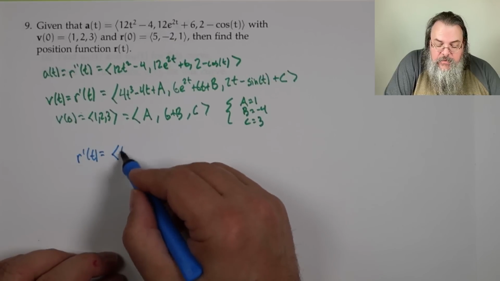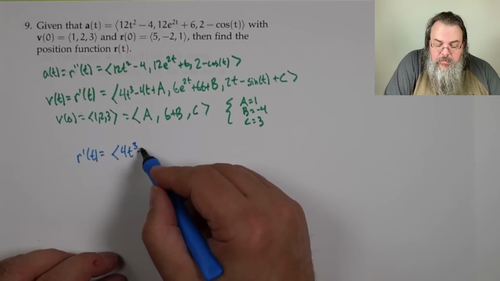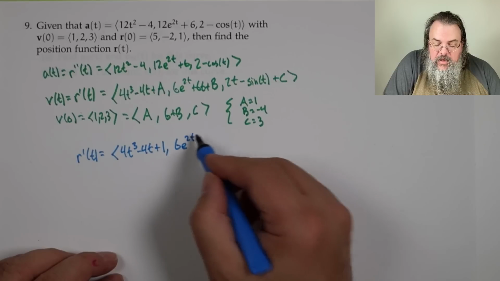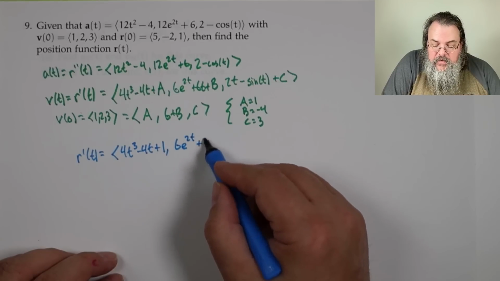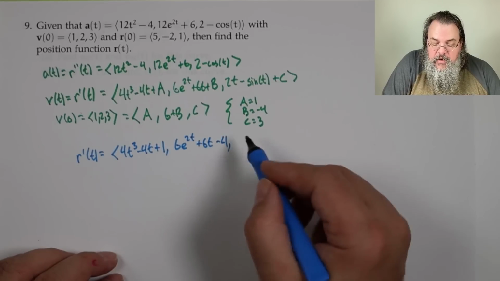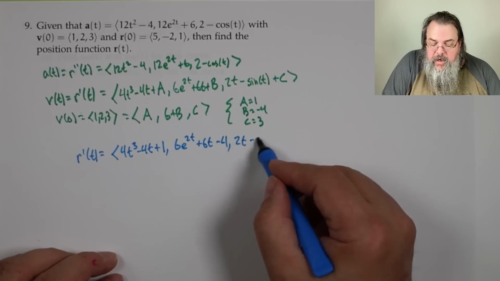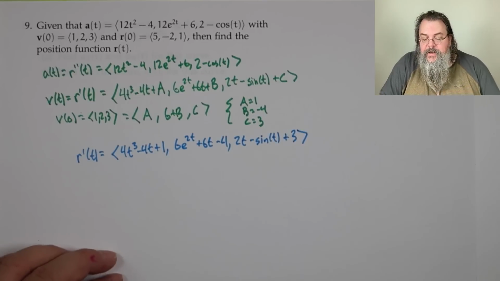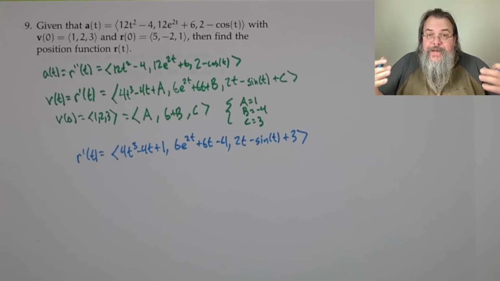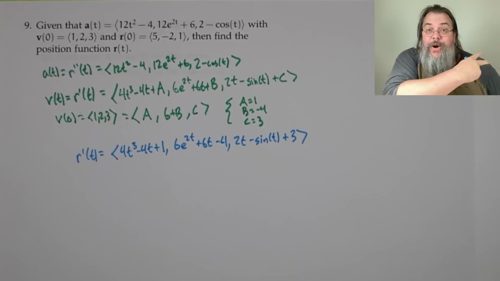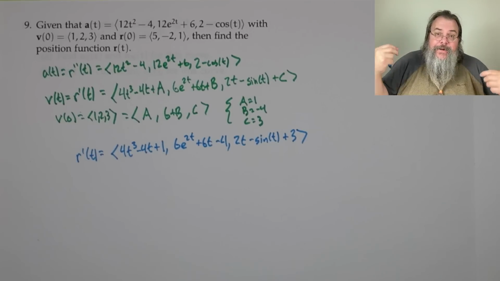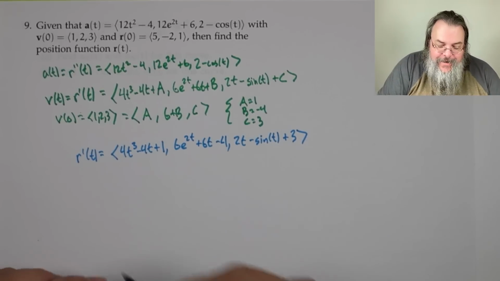Okay, so 4t cubed minus 4t plus 1, 6 e to the 2t plus 6t minus 4, and 2t minus sine of t plus 3. Well, that was an idea so nice, let's do it twice, right? We integrated once, we got r prime. Integrate a second time, we'll get r.